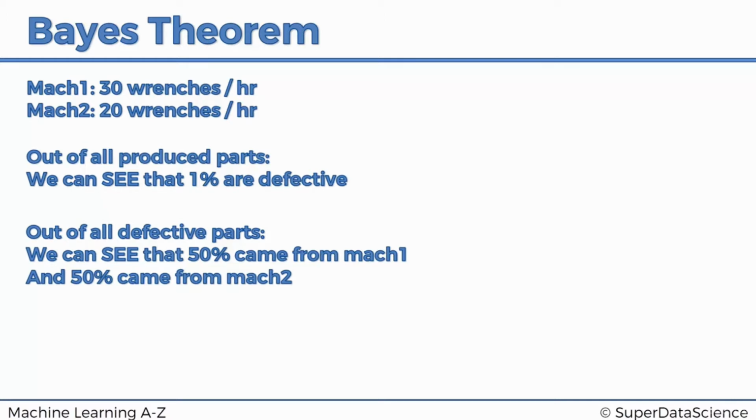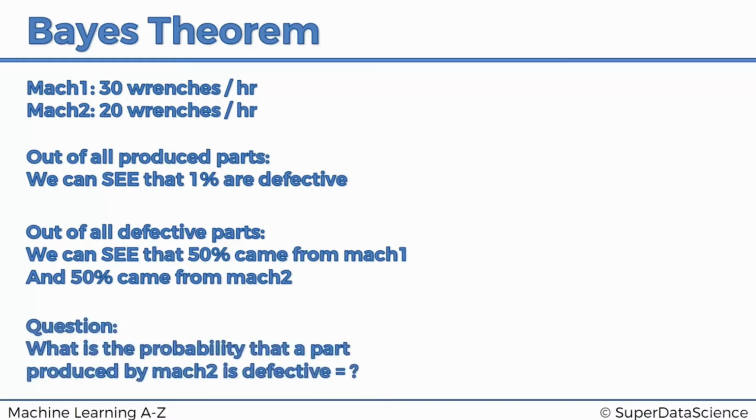So if you take only the defective parts, and you calculate how many of them came from machine 1 and how many from machine 2, you'll see that it's half and half: half of them are from machine 1 and half of them from machine 2. All right, so this is just the defective parts. And the question is, what is the probability that a part produced by machine 2 is defective? So that's the same question which we discussed already.